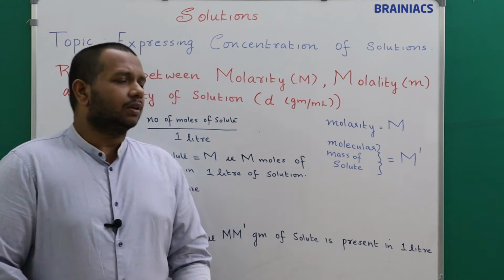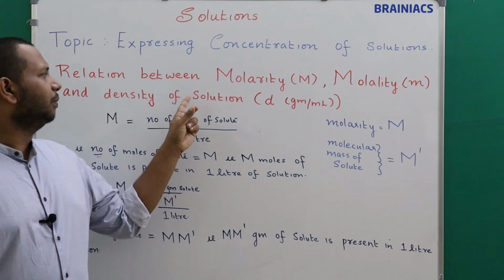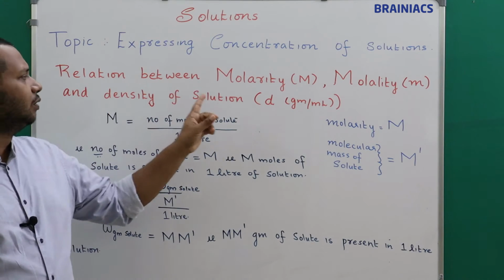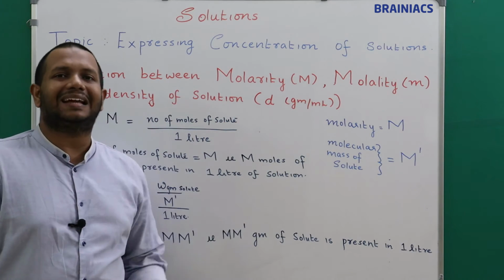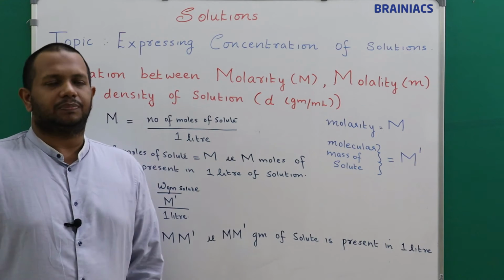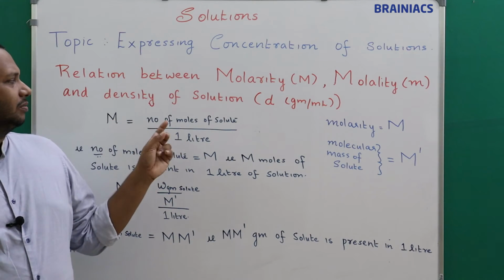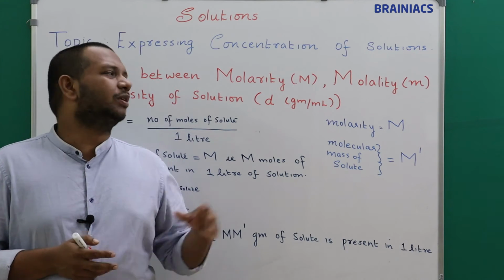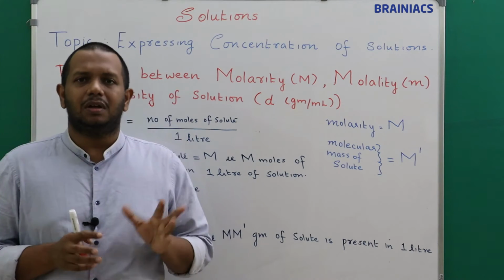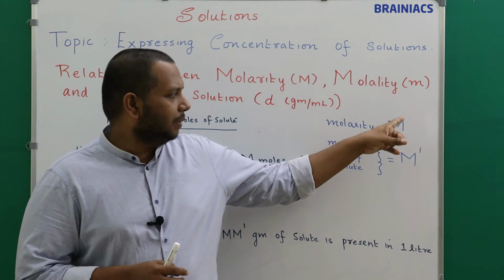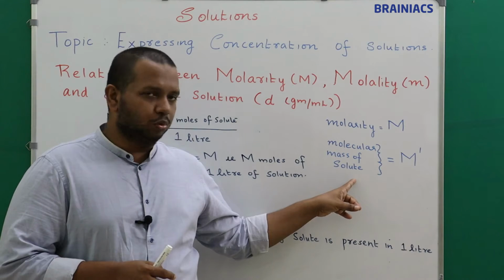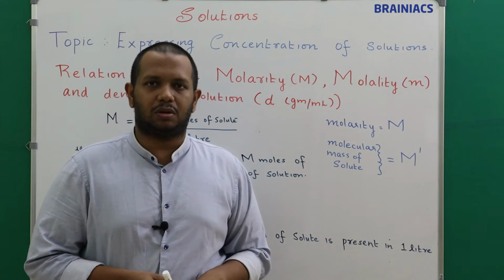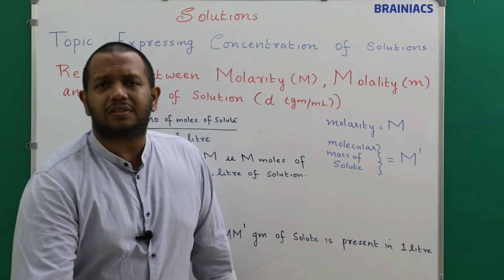So what is the topic here? Here we are going to discuss the relation between the molarity capital M, molality small m, and density of the solution D, expressed in gram per ml. For our convenience, whenever a solute is there, there is a molecular mass of the solute. We usually use the symbol capital M for it, and we know molarity also has the symbol capital M. So here we are taking molarity as capital M, and the molecular mass of the solute is taken as M dash. Please remember, it is capital M dash. So let's discuss how to start.